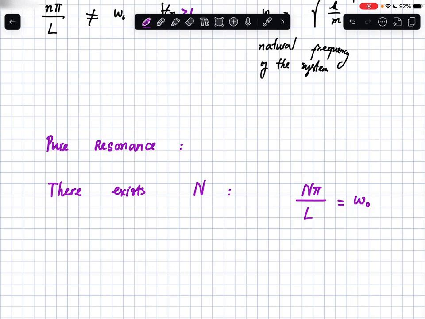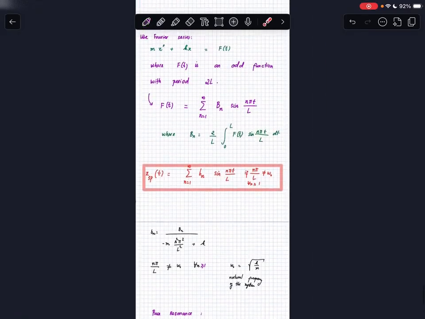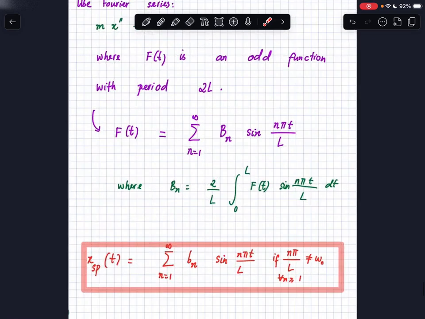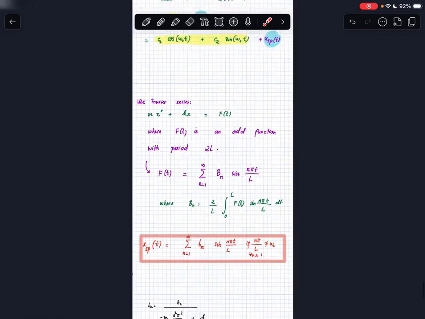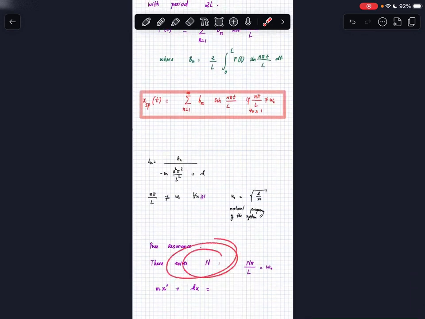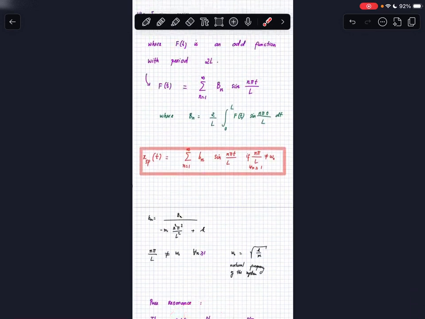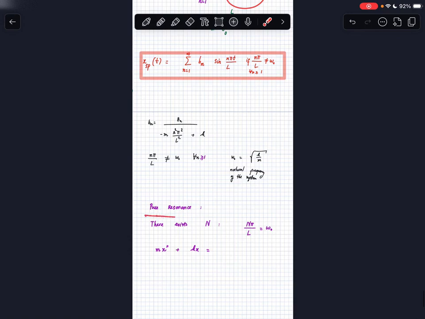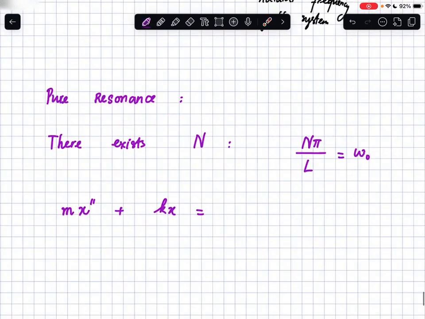And look at the equation m x double prime plus k x equal to the force, which we can write down as the Fourier series, summation b_n sine n pi t over L. Now I don't want the other parts for any other n. I just look at the n where we have big N here. Look at small n equal to big N. Look at the pure resonant part.